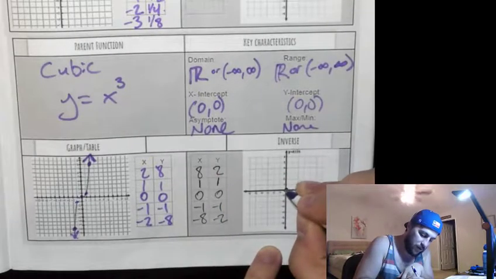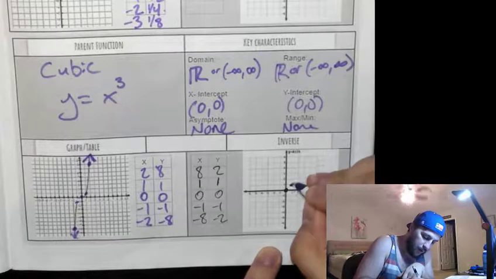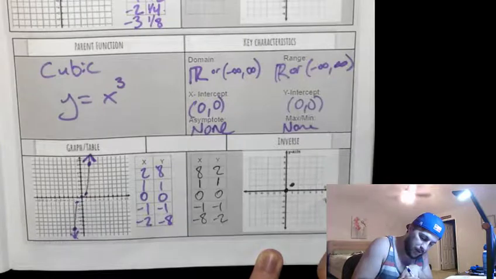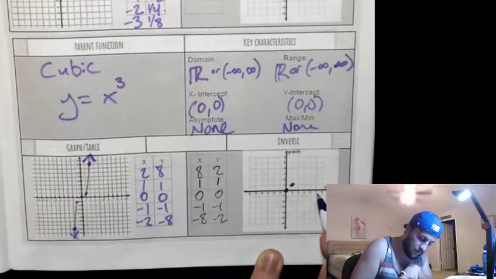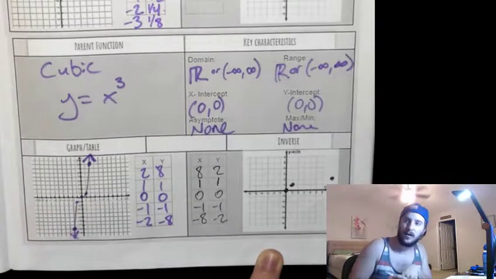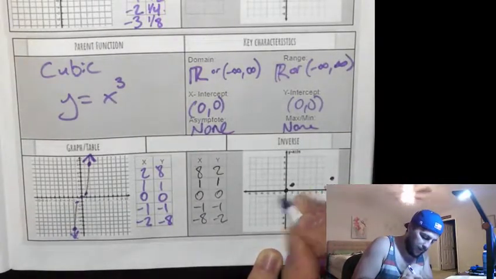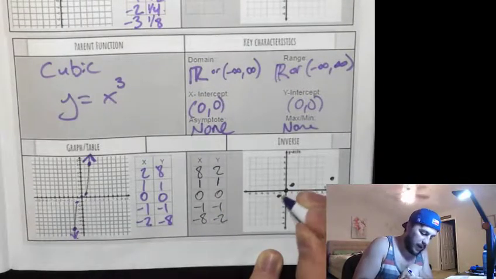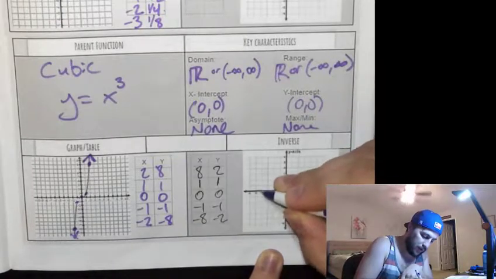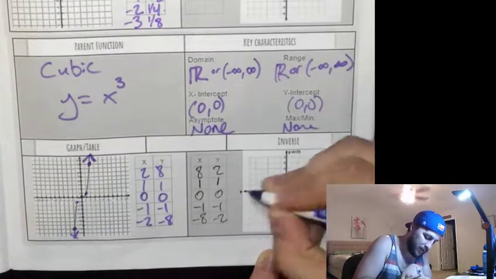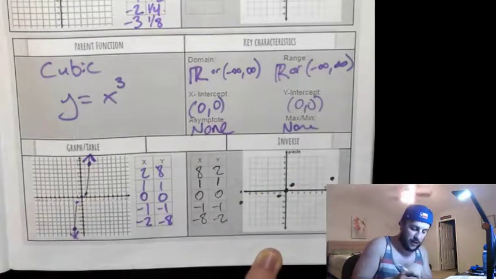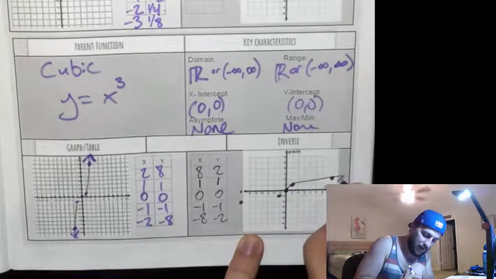So we got (0, 0). (1, 1). This is kind of blurry and small, but that's okay. (8, 2): 1, 2, 3, 4, 5, 6, so we'll be out here. We're off the charts. (-1, -1) would be right here. And then we have (-8, -2): 1, 2, 3, 4, 5, 6, 7, 8. We're off the charts again. And then -2 would be down here. So this guy looks like this.